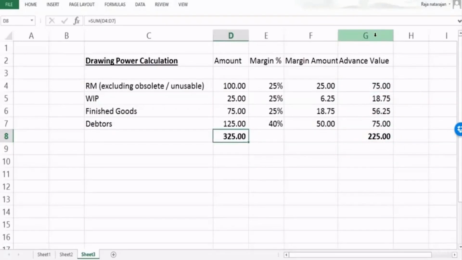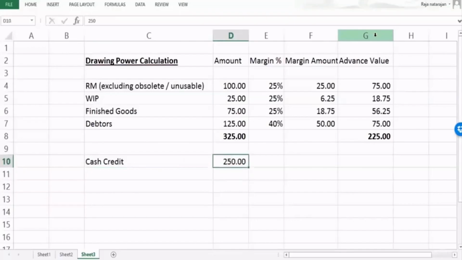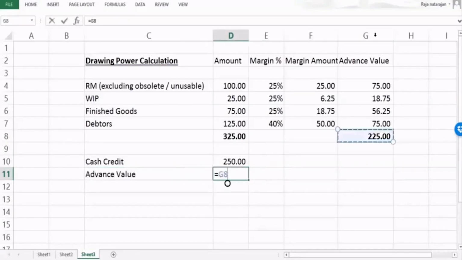So if you're going to show 325 worth of current assets, bank would be giving only 225 as what is known as drawing power. Okay, so this is the drawing power, but let's not conclude it like this, because this got to be compared with the cash credit that has been sanctioned. Let's say the cash credit that was sanctioned is 250 million, whereas the advance value what you have now is 225 million.